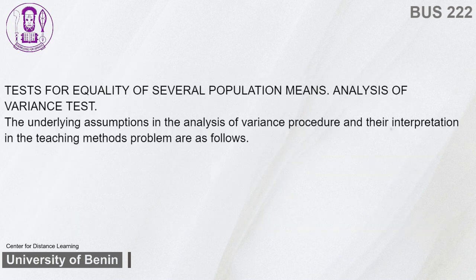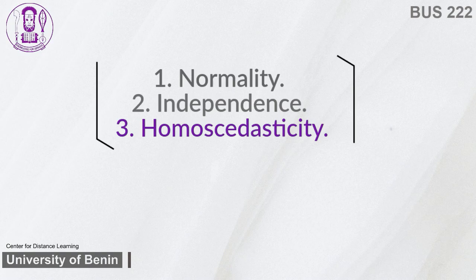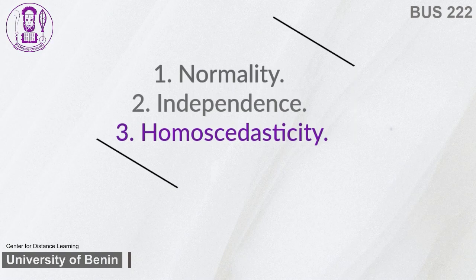Tests for equality of several population means. Analysis of variance test. The underlying assumptions in the analysis of variance procedure and their interpretation in the teaching methods problem are as follows. 1. Normality. 2. Independence. 3. Homoscedasticity.